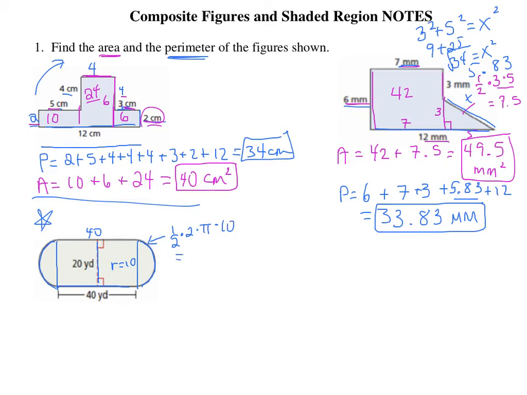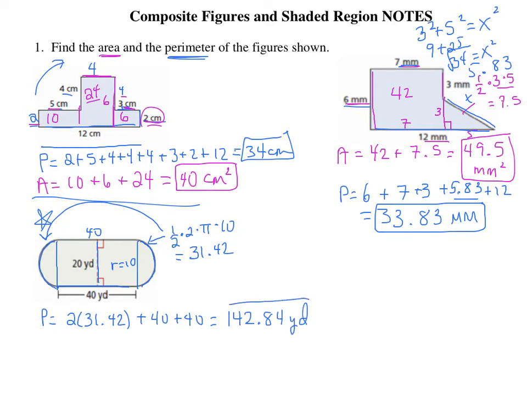So that's going to give me the circumference of just one of my circles. And when I plug that in my calculator, I get 31.42. So that's going to be for both of them. So for my perimeter, I'm going to take 2 of those half-circle circumferences and put them together, so that makes one whole. And then I have the 40 and I have the 40 from before, from top and bottom, and I get 142.84 yards for my perimeter.